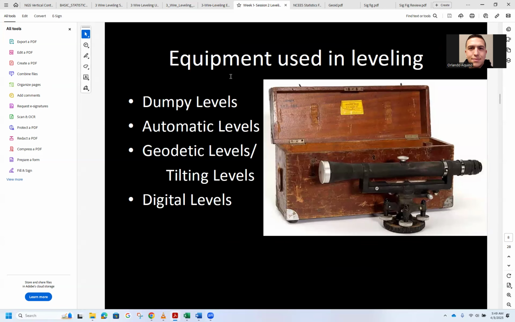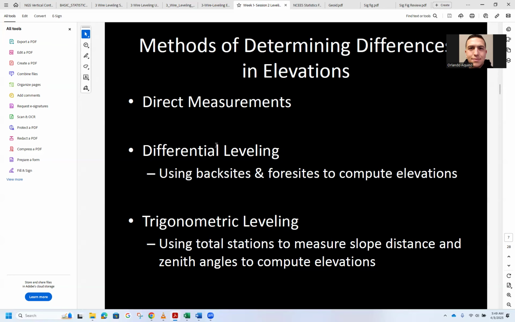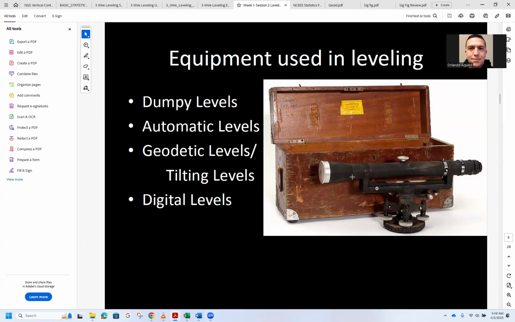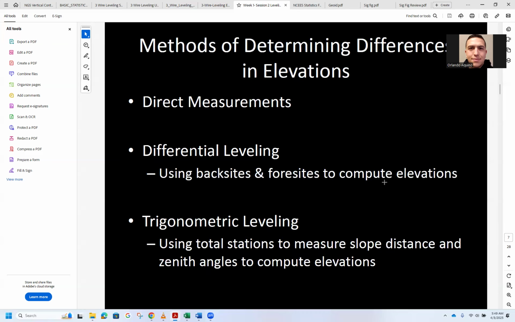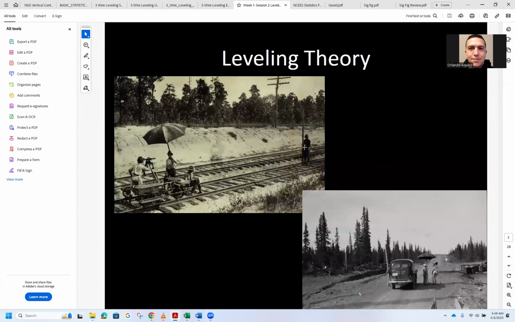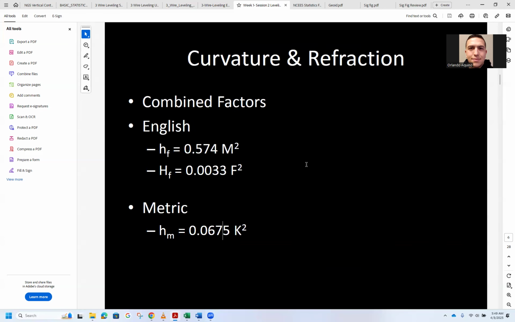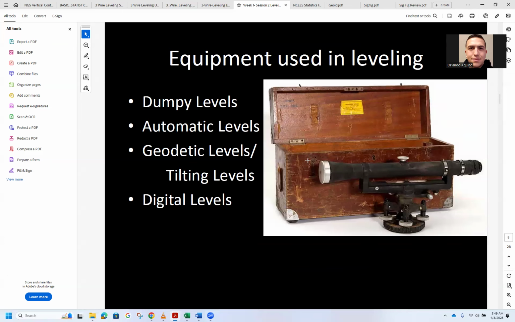So equipment used in leveling, and this is for talking about just differential leveling currently. We have the dumpy level. This was the old style. That's probably from this era here of these pictures. And again, they would use a rod and they would just go from there. We have the automatic levels, what you guys currently use right now. We have what we call geodetic levels. I don't believe we have any of those available in our equipment room. And we have digital levels, which we do have, and those are the most current type of equipment used in the profession.